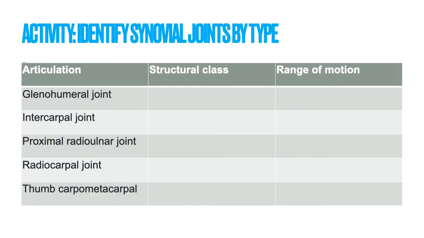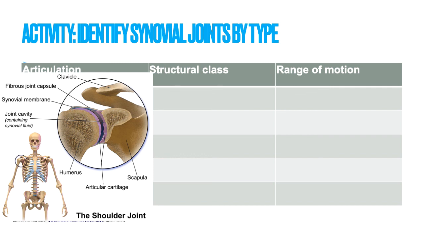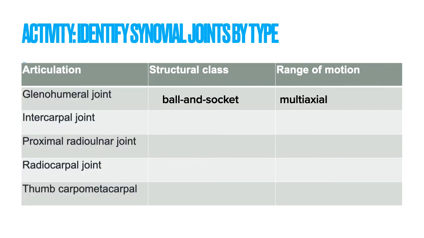All right, so now let's do one more little activity. We're going to identify the synovial joints by structural class and range of motion. So let's start with the glenohumeral joint. Shown here, this is at the shoulder. This is going to be a ball and socket structural joint with multiaxial range of motion.